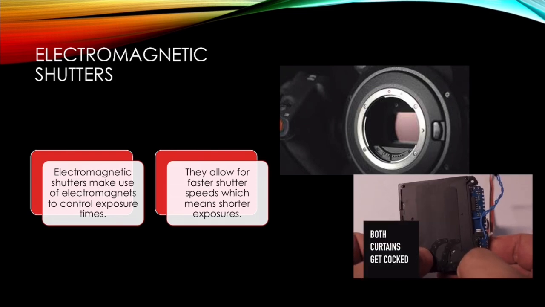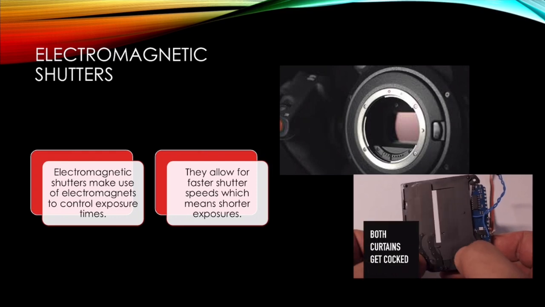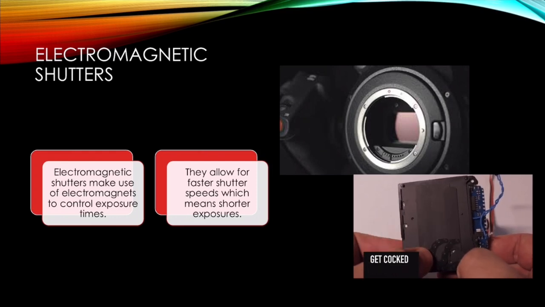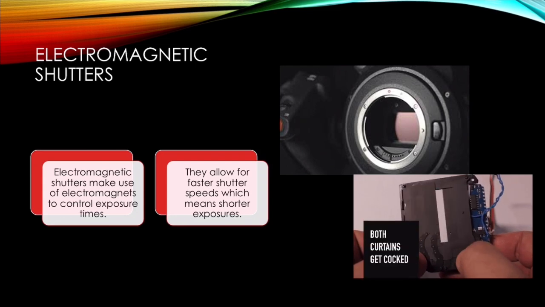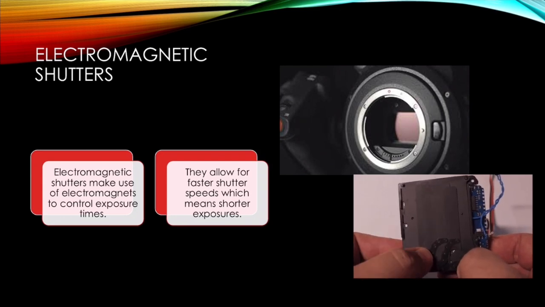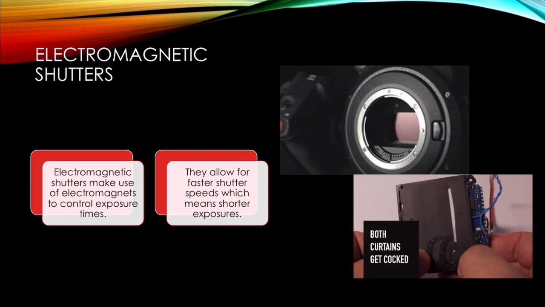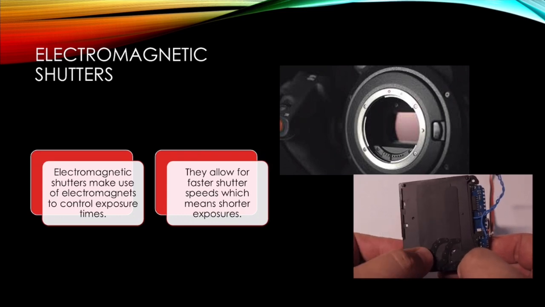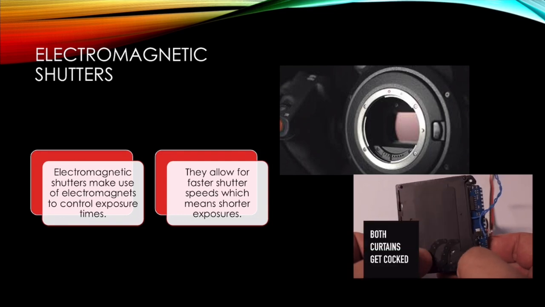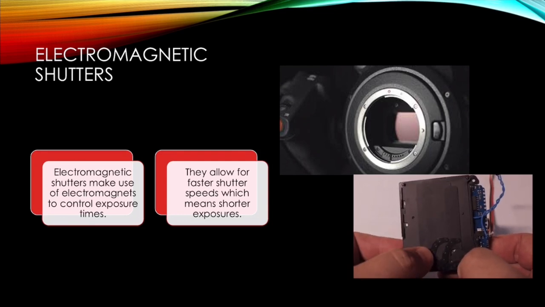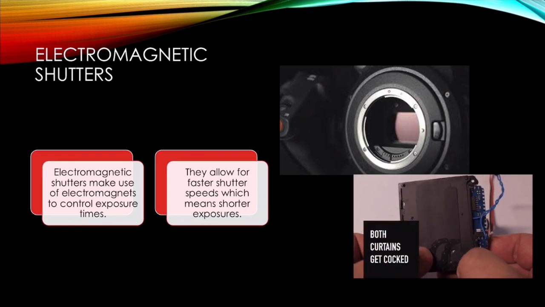Electromagnetic shutters make use of electromagnets to control exposure times, which allow for faster shutter speeds, which means shorter exposures. So when you take the picture, the shutter cranks open and the mirror flips up. When this happens, it pulls the front curtain of the shutter, exposing light to the sensor. It then moves the rear shutter out of the way, and electromagnets hold each curtain in place until the camera releases them, aka the exposure time. When the shutter closes, it is released by another magnet. This drops the rear curtain covering the sensor, and thus you get your picture taken.